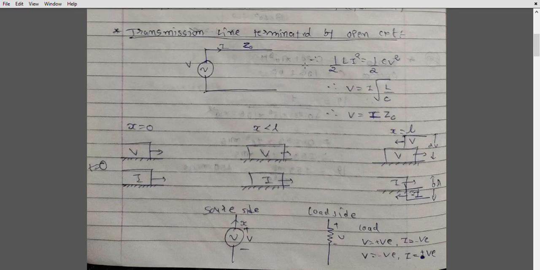Now let us discuss the transmission line which is terminated by an open circuit. Consider this circuit where V is the voltage source, ZC is the surge impedance of the transmission line, and the receiving end is open circuited. When the switch is closed, the length of the transmission line is L, the voltage is V, and the current is V divided by ZC.